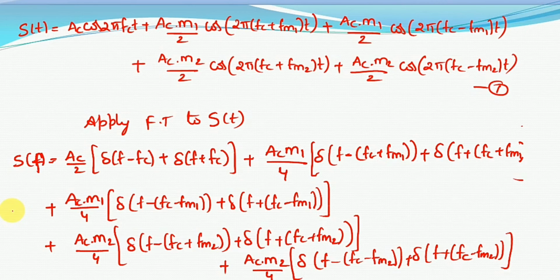So if you clearly observe, how many positive frequency components will it have? Positive Fc, and positive Fc plus Fm1, Fc minus Fm1, again Fc plus Fm2, Fc minus Fm2, which means 1, 2, 3, 4, 5. So 5 positive frequency components will be present, and the same for the negative frequency components, there will be 5. And here this Fc value will be the carrier signal frequency.